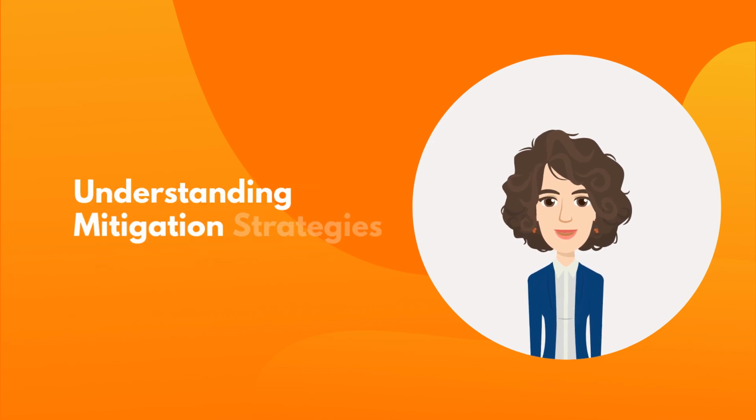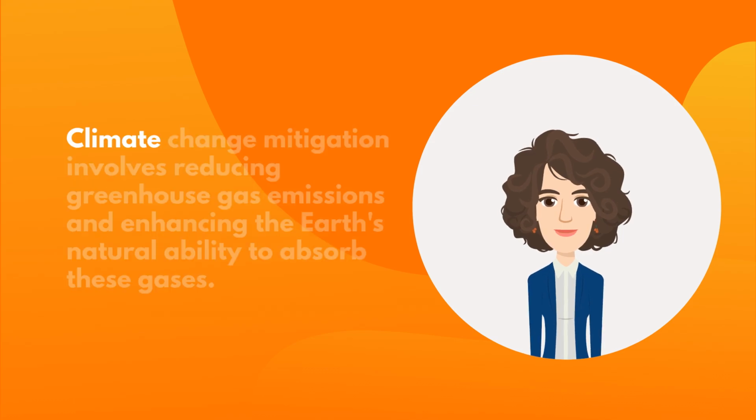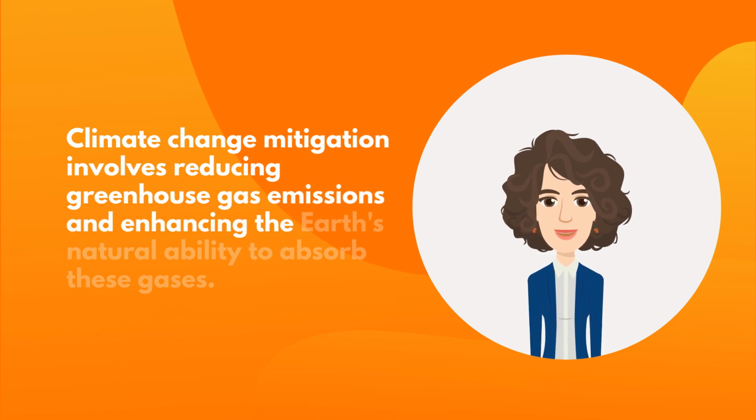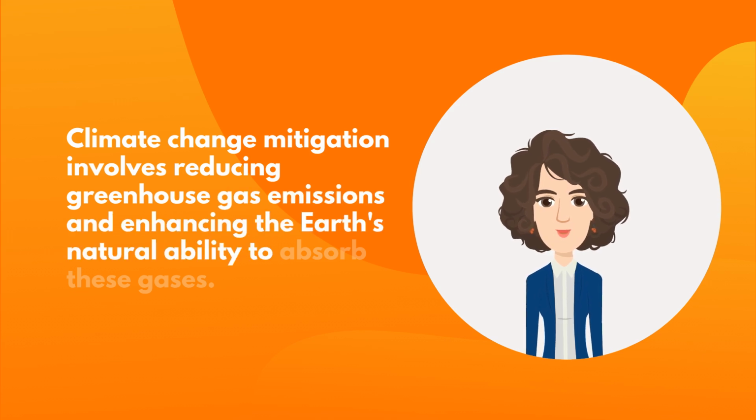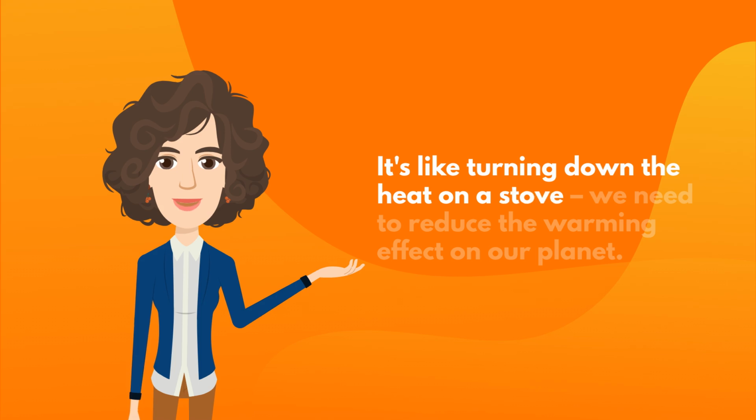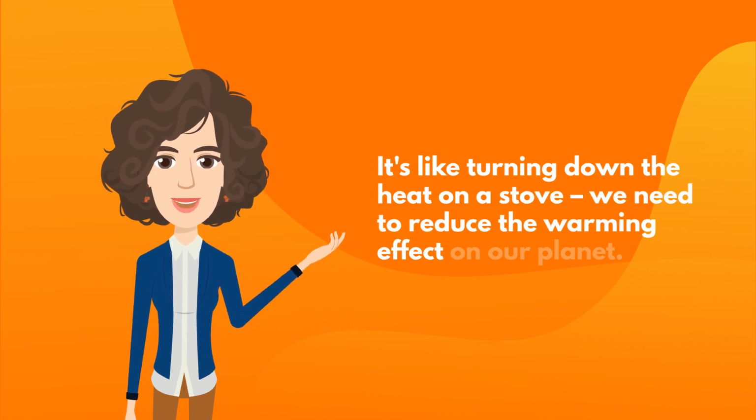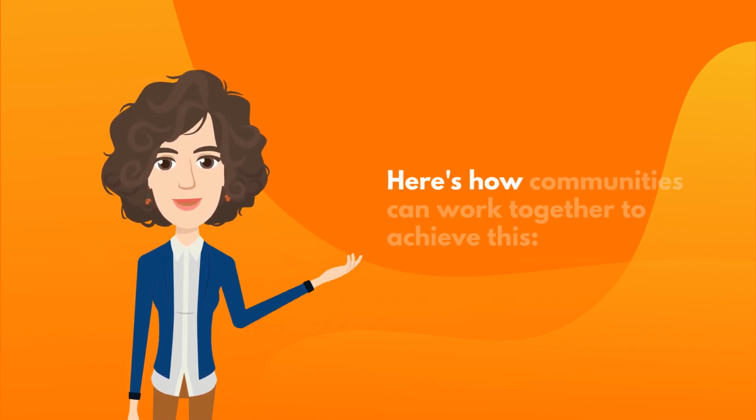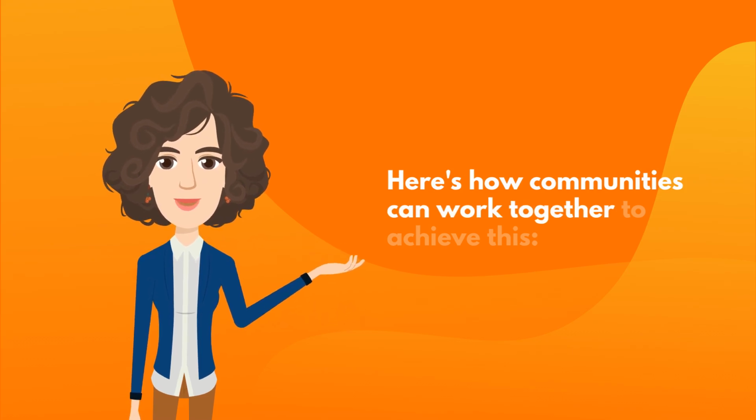Understanding mitigation strategies. Climate change mitigation involves reducing greenhouse gas emissions and enhancing the Earth's natural ability to absorb these gases. It's like turning down the heat on a stove. We need to reduce the warming effect on our planet. Here's how communities can work together to achieve this.